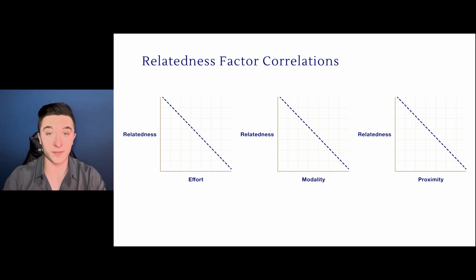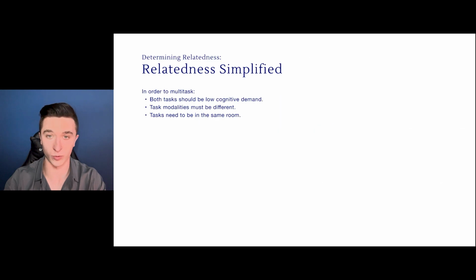This results in a negative correlation between modality and relatedness. The rule of proximity: the greater the distance between the primary and the interrupting task, the lower interruption relatedness becomes, which results in a negative correlation. Every single one of these is a negative correlation when it comes to relatedness. Now, what's important here is that in order to multitask, they have to be low cognitive demand, the modalities need to be different, and they need to be in the same room in order to multitask the interrupting task and the primary task. If these things are not true, they cannot be multitasked.